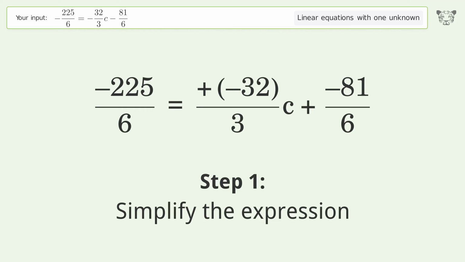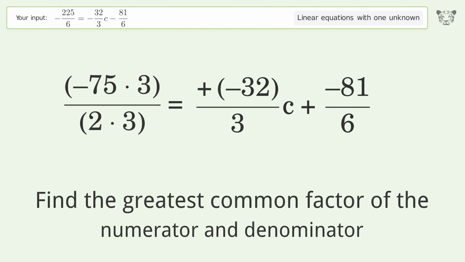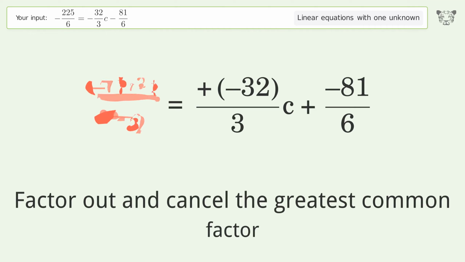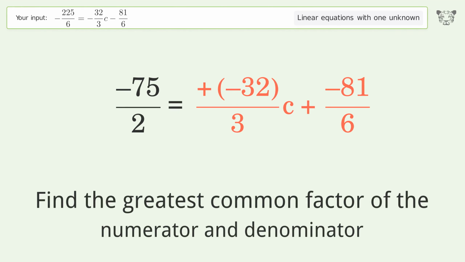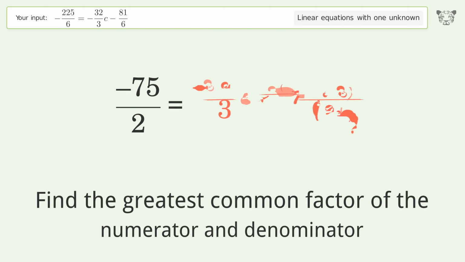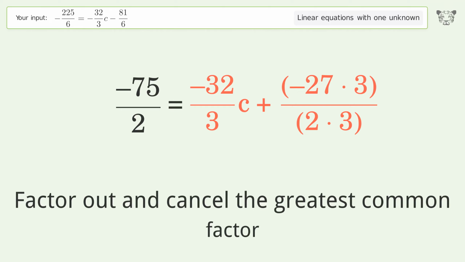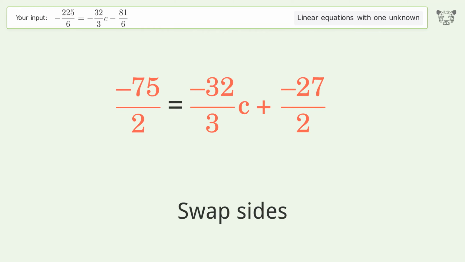Simplify the expression. Find the greatest common factor of the numerator and denominator. Factor out and cancel the greatest common factor. Find the greatest common factor of the numerator and denominator. Factor out and cancel the greatest common factor. Swap sides.